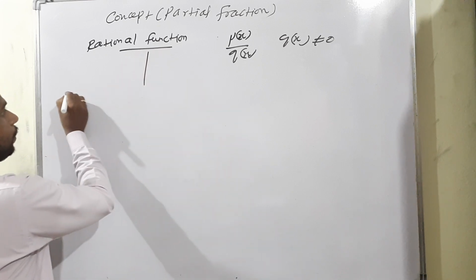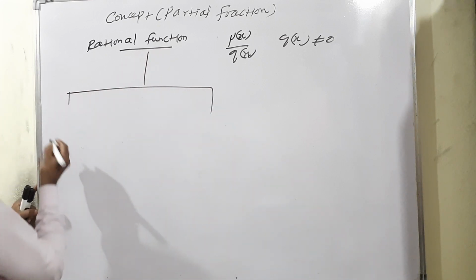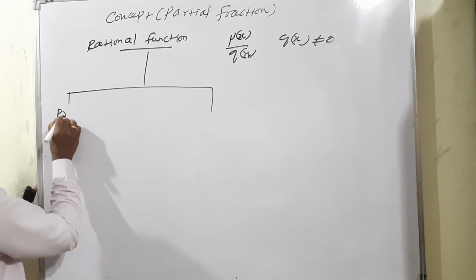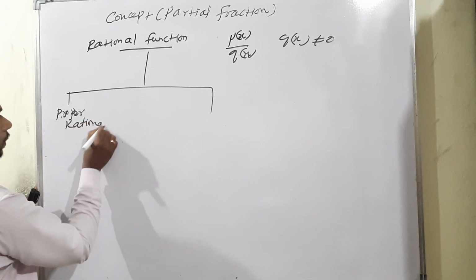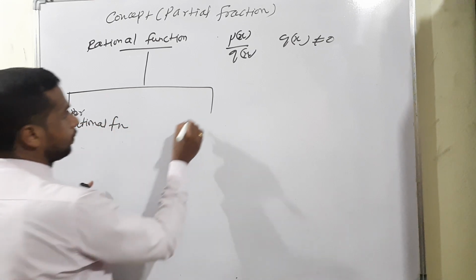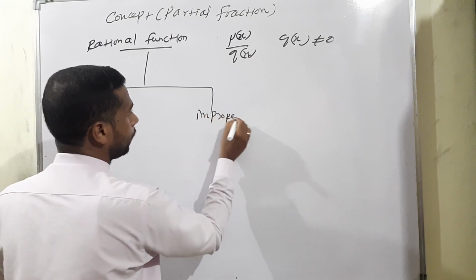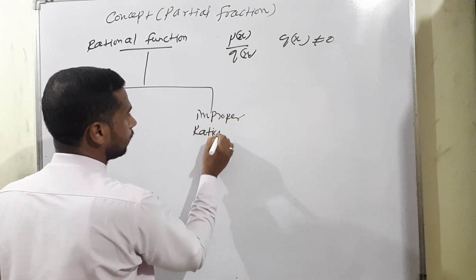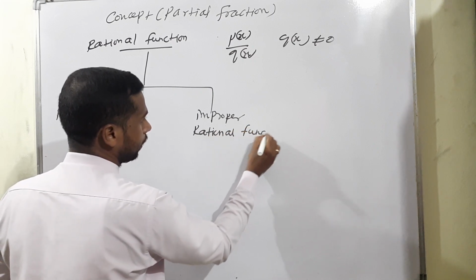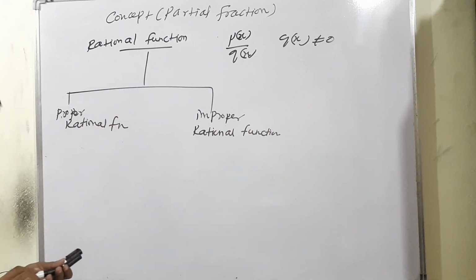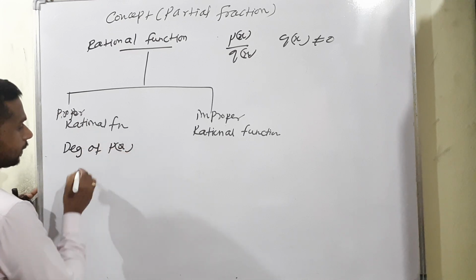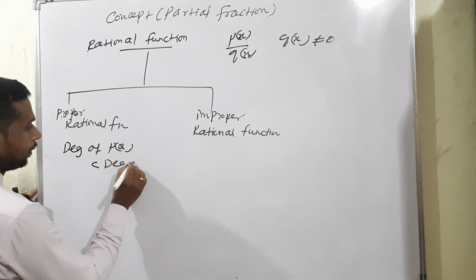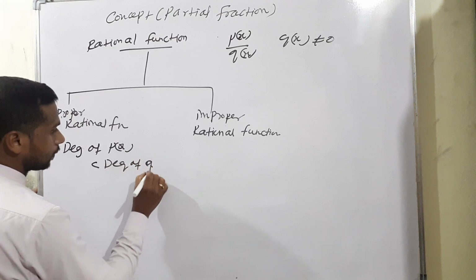So how to divide the rational function into two parts? First one, proper rational function. At the same time, this is called improper rational function. Okay. Now, proper means the condition: degree of p of x less than degree of q of x.